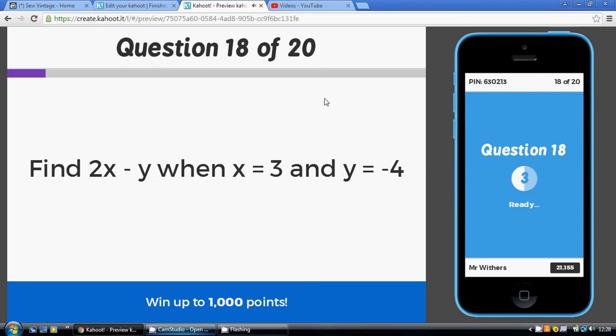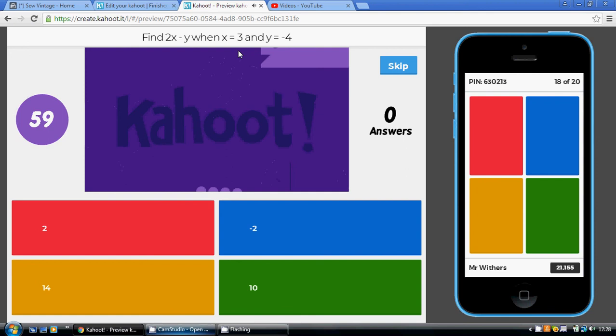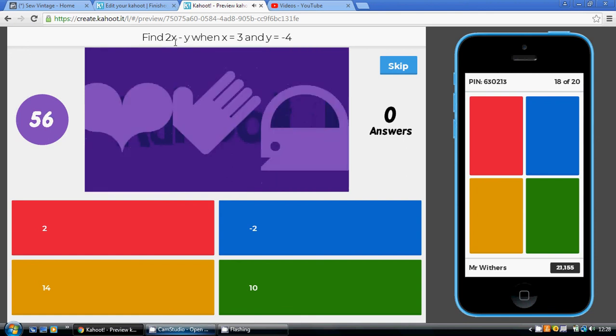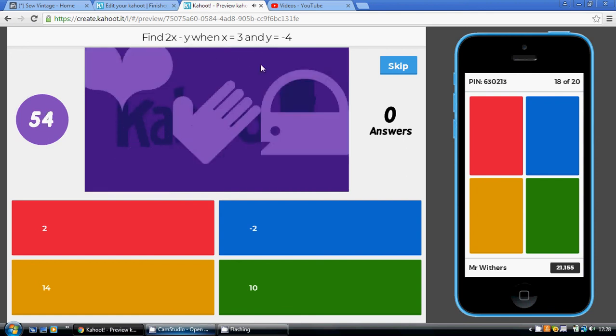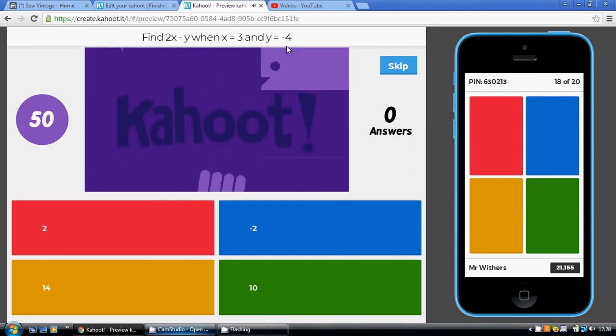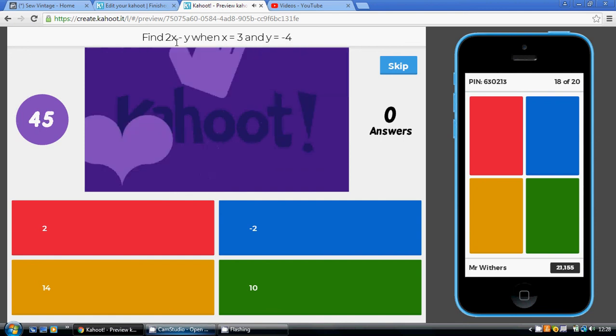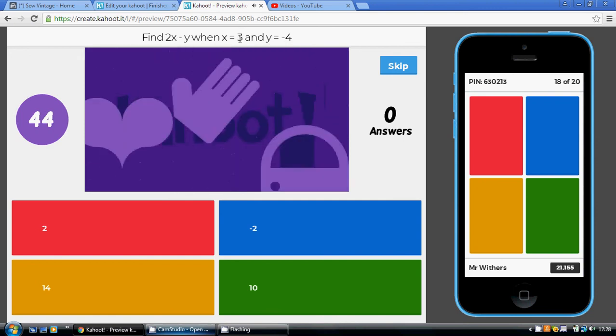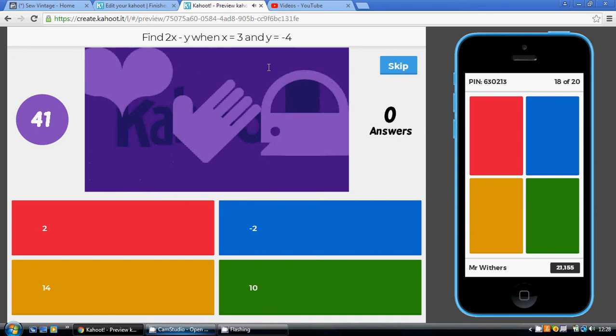Question 18. So here we start off with 2 times x, which is 2 threes is 6, but then it's minus y. Now we're minusing a minus 4. Minusing a minus 4 is plusing a 4. So our second term is plus 4. So we've got 2 threes is 6 plus 4, which is 10. So the green answer.